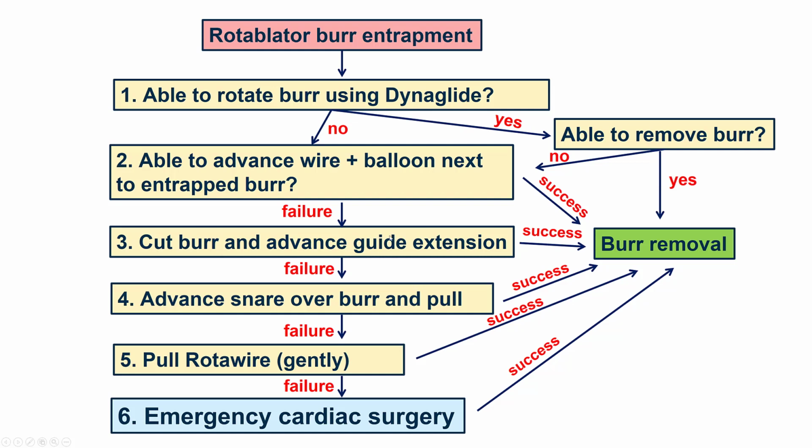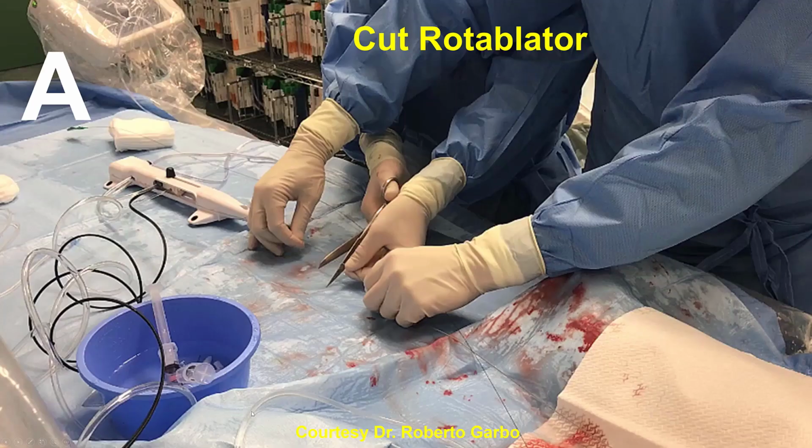a guide extension advanced as far distally as possible. If this doesn't work, a snare can be added. If this doesn't work, the rota wire and the orbital wire as well, the viper wire, can be pulled back, and because the distal segment is thicker than the proximal segment, they can often pull the entrapped burr or crown back. But once again, this may fail and the guide wire may disentangle. And finally, if everything fails, then emergency cardiac surgery may be needed.